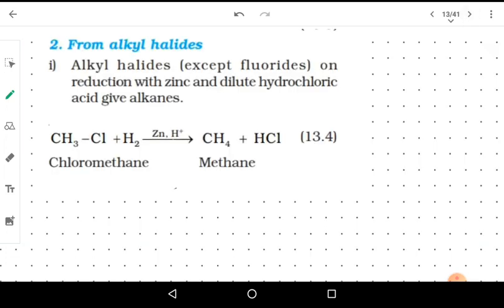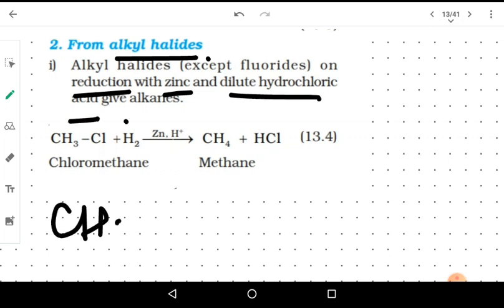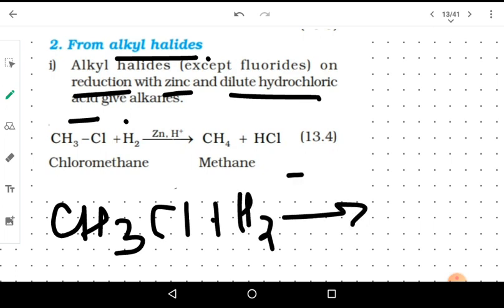Now let us take the second class of compounds, that is alkyl halides. How can we prepare alkanes from alkyl halides? We have two methods. Method number one is reduction. For reduction we will use zinc and dilute hydrochloric acid. So if I am taking CH3Cl plus H2 in the presence of zinc in acidic medium, that is in the presence of dilute HCl, what is going to happen?